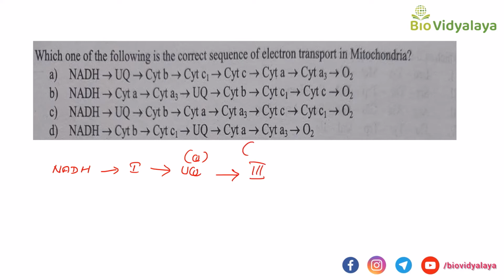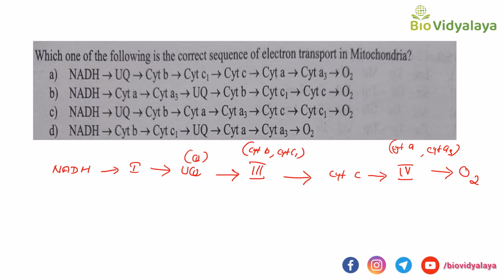Complex 3 means cytochrome B and C1. Cytochrome C1. Okay, this is the order. Then from 3 to cytochrome C. From cytochrome C to complex 4. Complex 4 means you have to remember cytochrome A, cytochrome A3. Okay, from 4 to oxygen. So let's see the options.